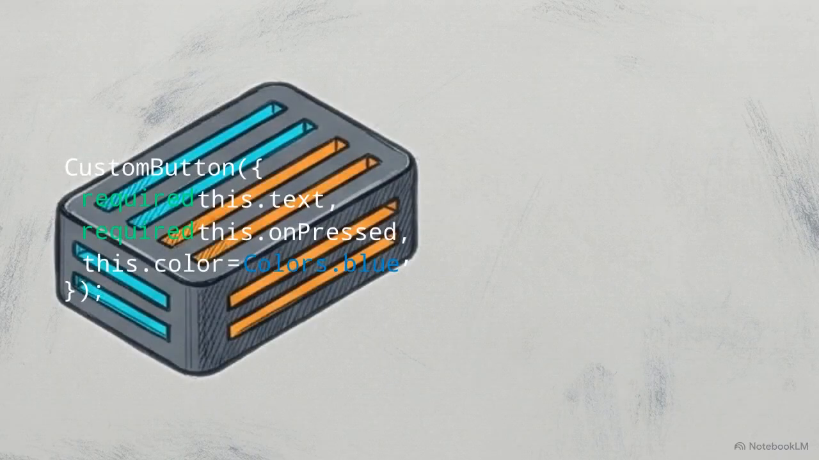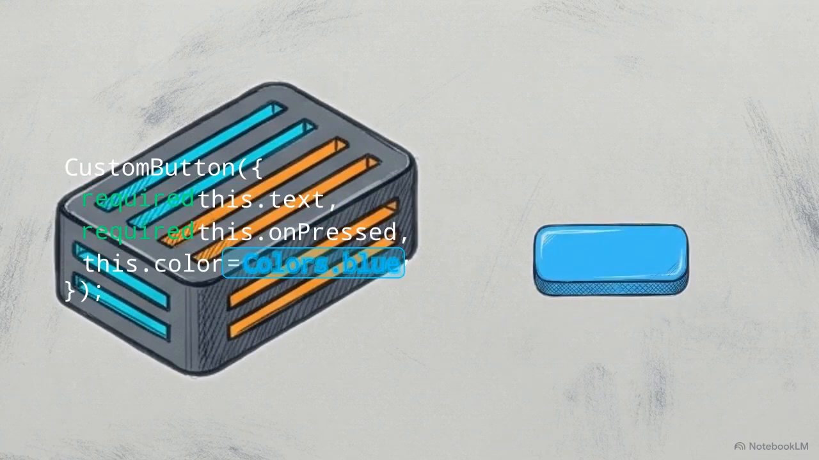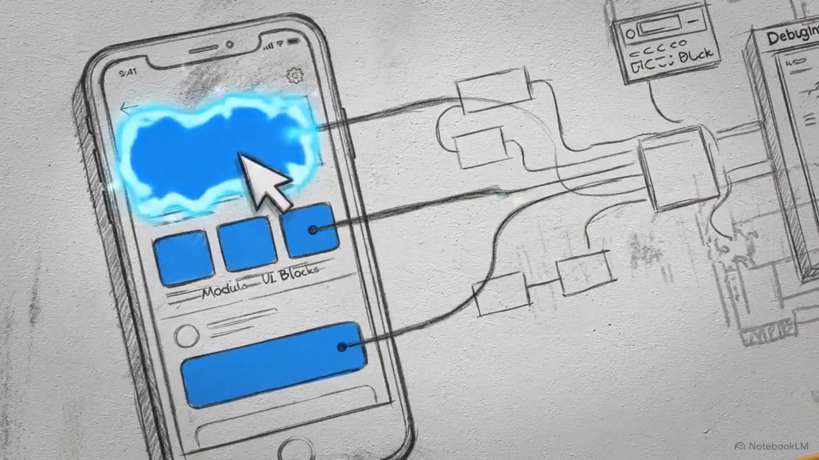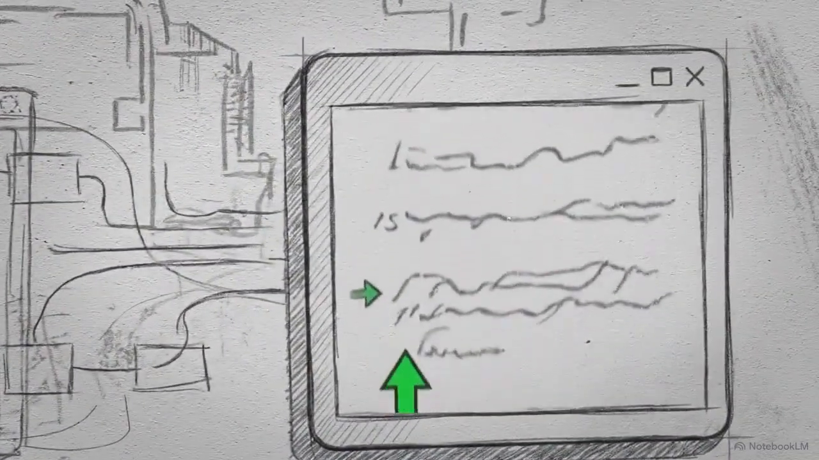In this code block, we use the required keyword for the text and tap action. This forces the developer to provide that data. For optional data, we provide a fallback default. If unspecified, the widget defaults to colors.blue. Strict constructor rules and default values eliminate unpredictable null dereference errors. This makes the widget reliable for every member of the development team.